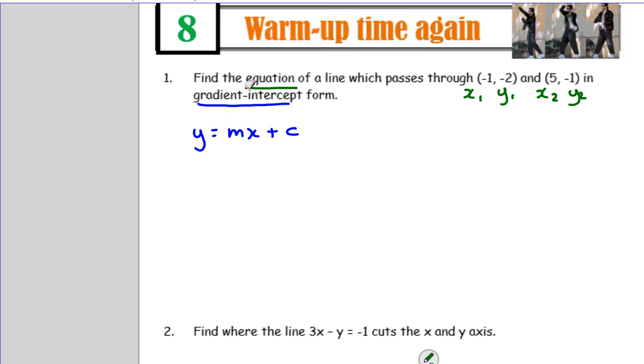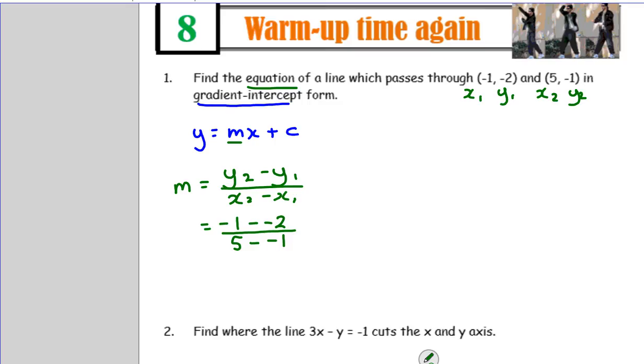Let's calculate the gradient first. Remember the formula for the gradient, m equals rise over run, which is y2 minus y1 over x2 minus x1. Try to remember that. Now let's plug in our numbers. Our y2 is -1, our y1 is -2. Be careful with your negatives. y2 minus y1, so -1 minus -2. x2 minus x1 is 5 minus -1.